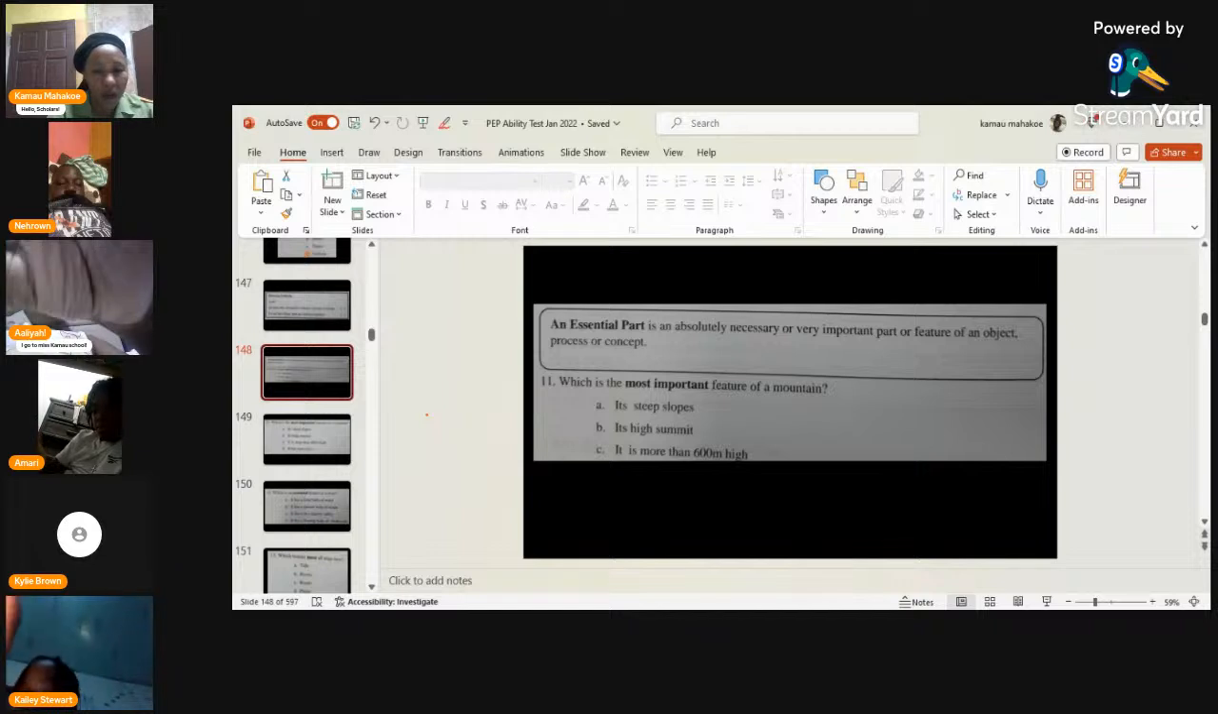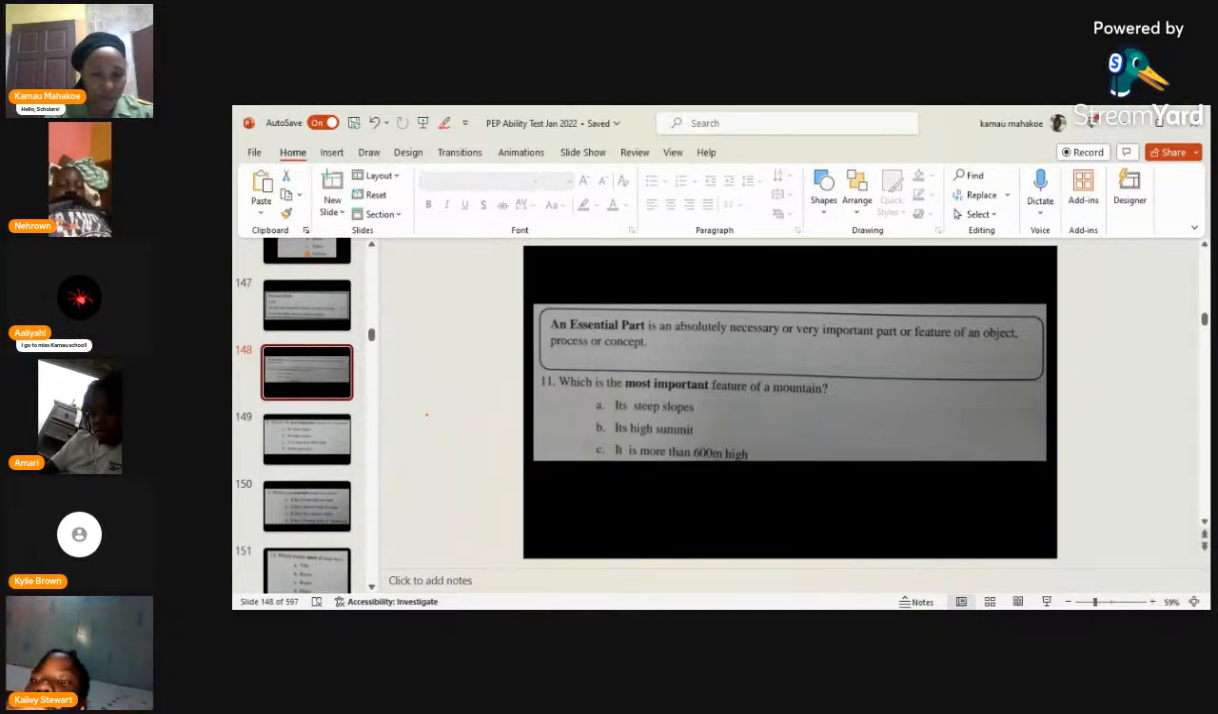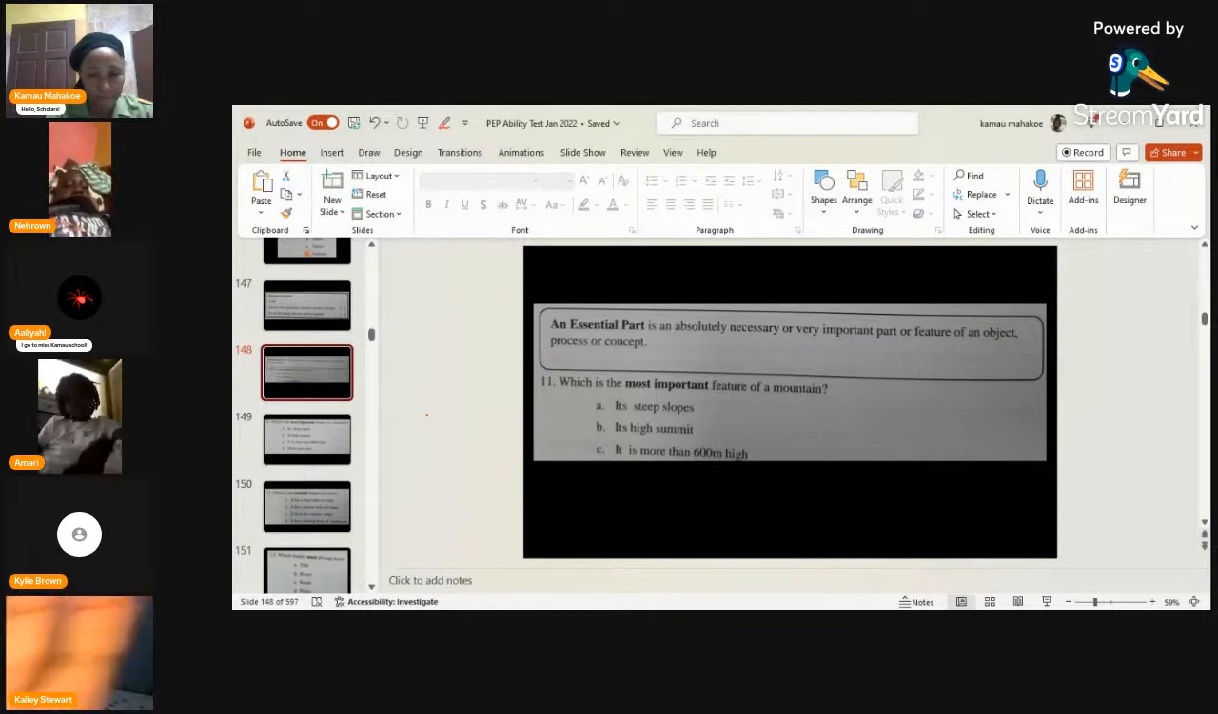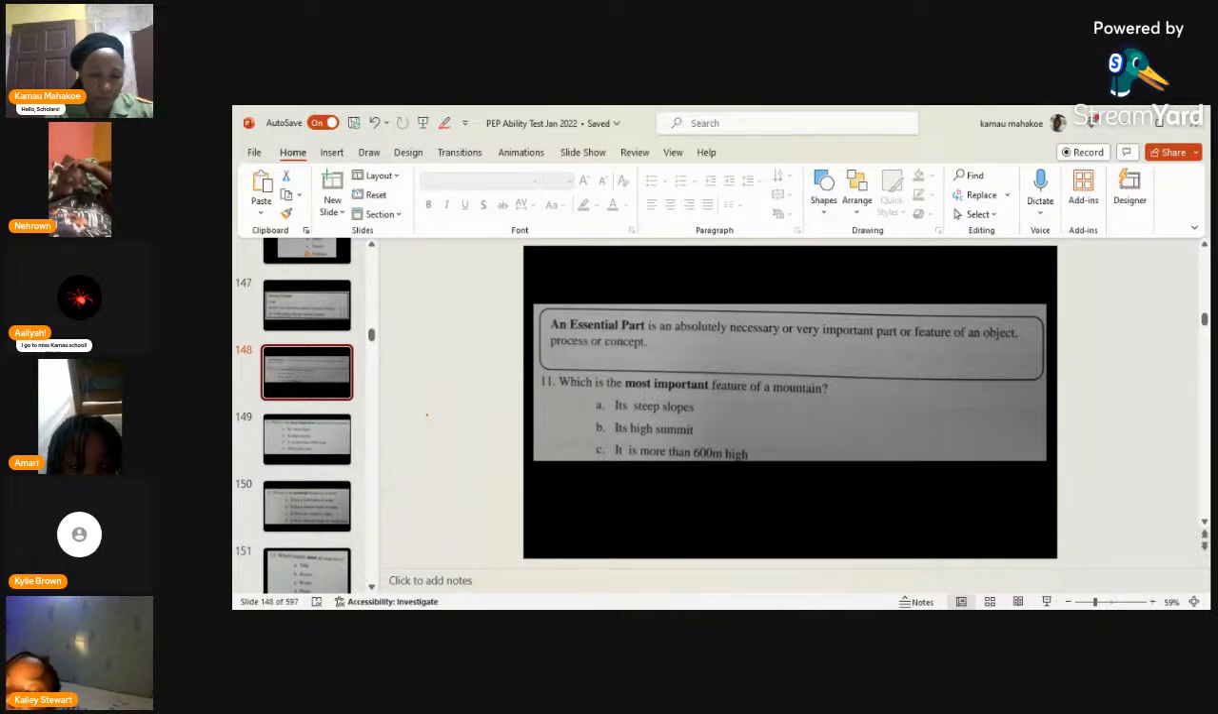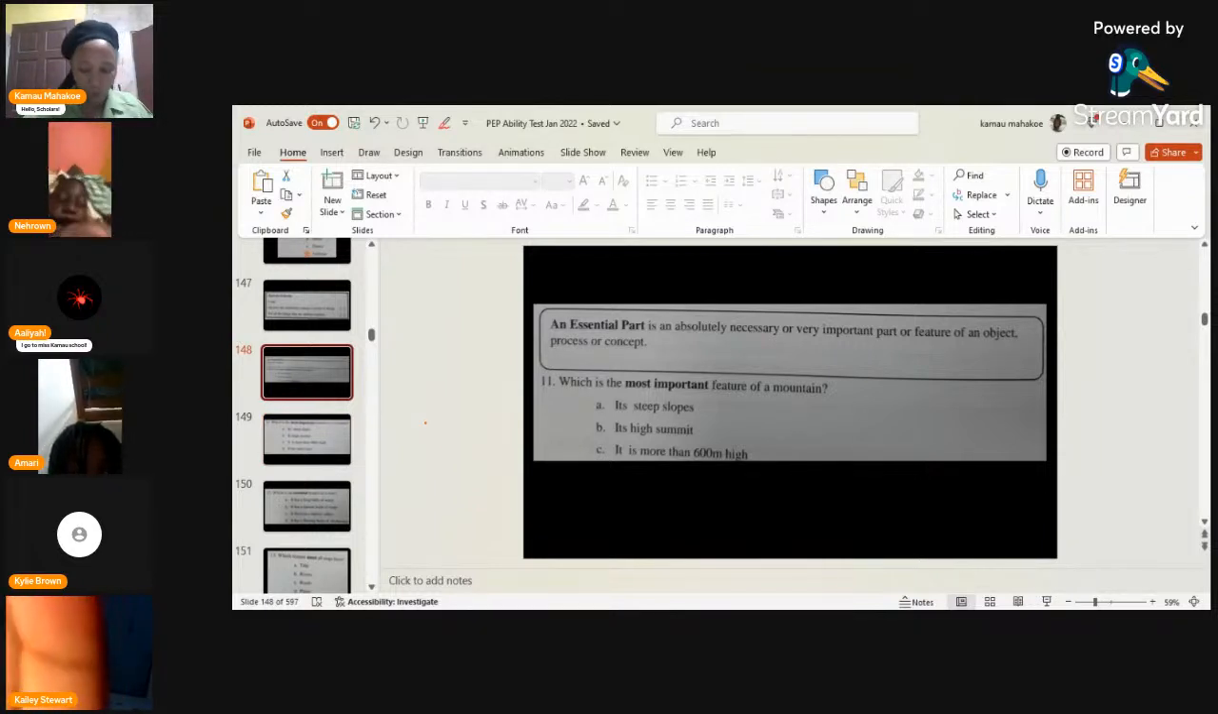Yes, miss. All right, please read loudly for me, Kaylee, and read it twice. An essential part is absolutely necessary or a very important part or feature of an object. Process each concept. 11. Which is the most important feature of a mountain? A. Its steep slopes. B. Its high summit. C. It's more than 600 meters high. Okay, so D is cut off, but I think the answer is there, so we don't have to worry about that.